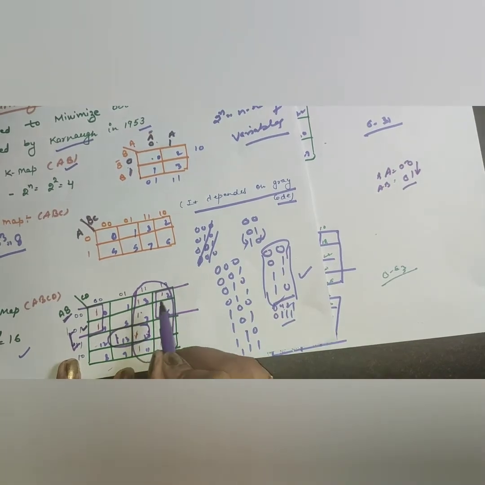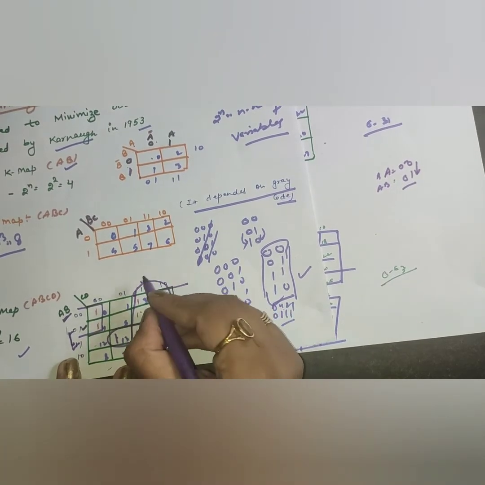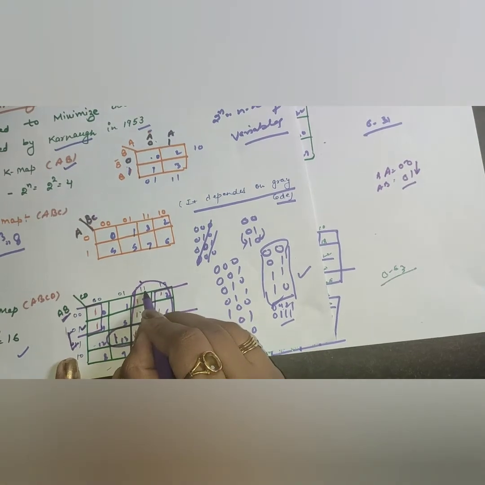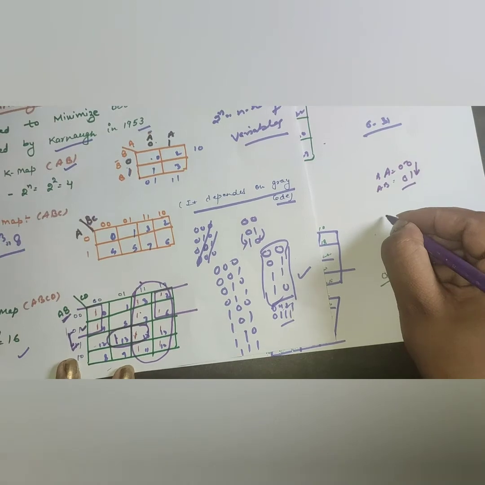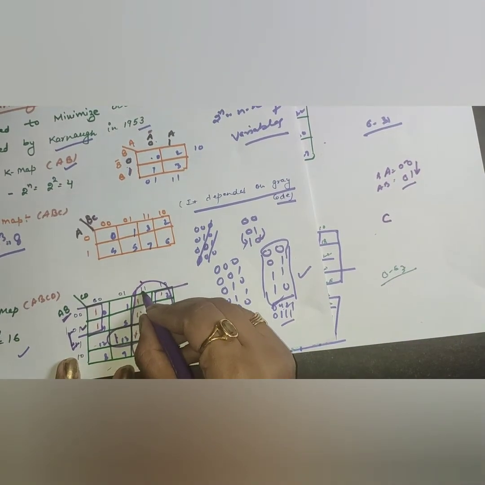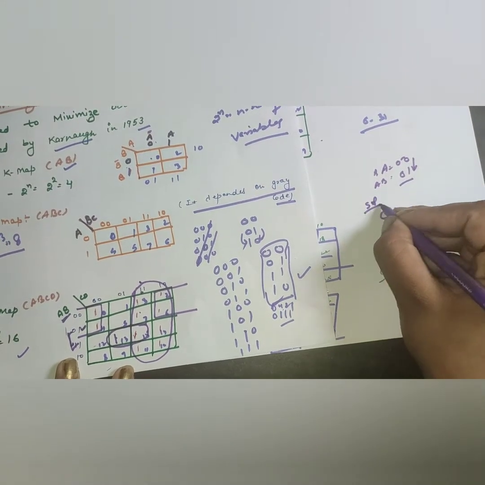Now we will talk about the horizontal group. You can check in a horizontal group, D is eliminated because D is going 1 to 0, and C is 1 to 1. So we only have C. Okay, and position is 1, so C. Plus in a SOP form I am talking about.